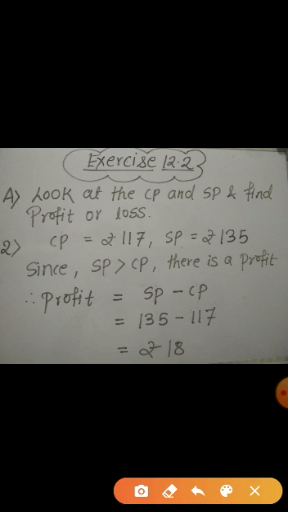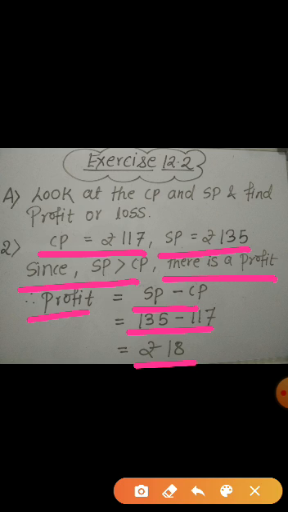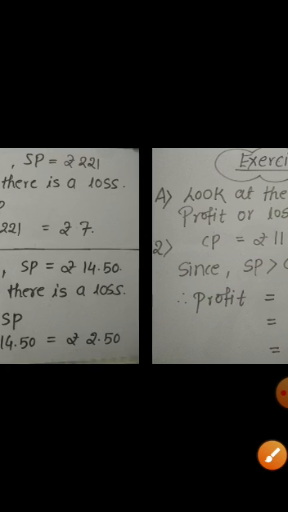Now come to the second example. Cost price is 117 rupees and selling price is 135 rupees. Here again selling price is more than cost price, right? Since SP is greater than CP, there is a profit. So again we are going to use the formula of profit, and profit is equal to SP minus CP. So 135 minus 117, which comes to 18 rupees. So profit is 18 rupees.